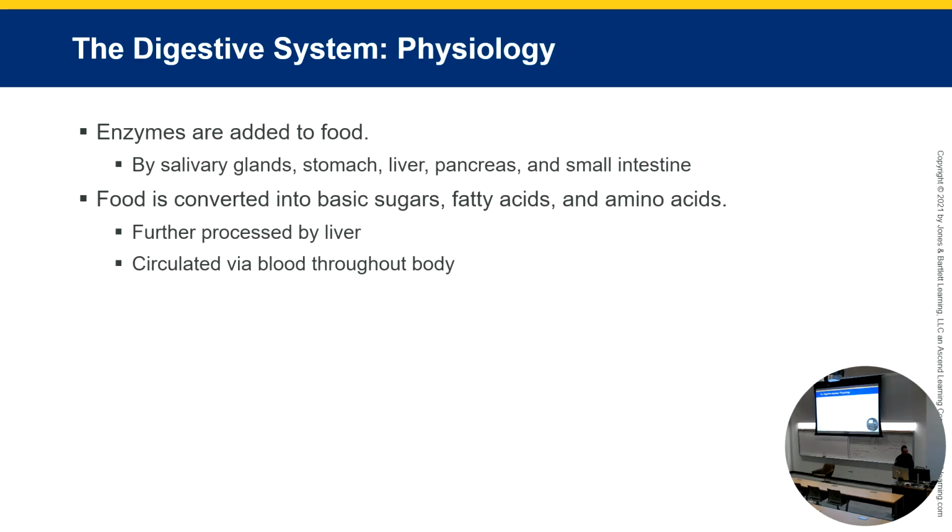Enzymes are added to the food. Yep. Salivary gland, stomach, liver, pancreas. Yeah, everything's kind of at play to break down the food items. Food is converted into basic sugars, fatty acids, amino acids. So again, you got your carbs, your fats, and your proteins. Further processed by liver, circulated via blood throughout the body. Perfect.